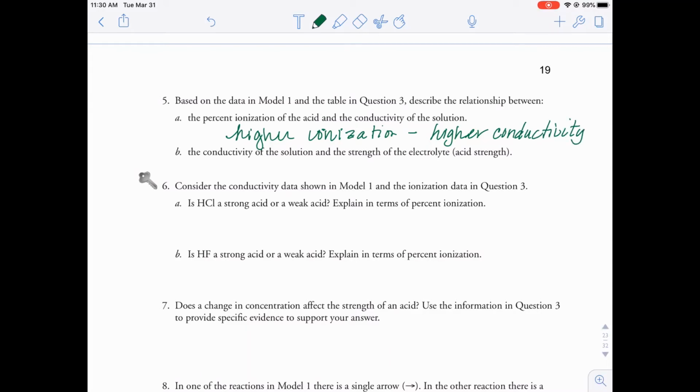The conductivity of the solution and strength of the electrolyte. Again, conductivity, the greater the conductivity, I should have used greater in the other one, means a stronger electrolyte.